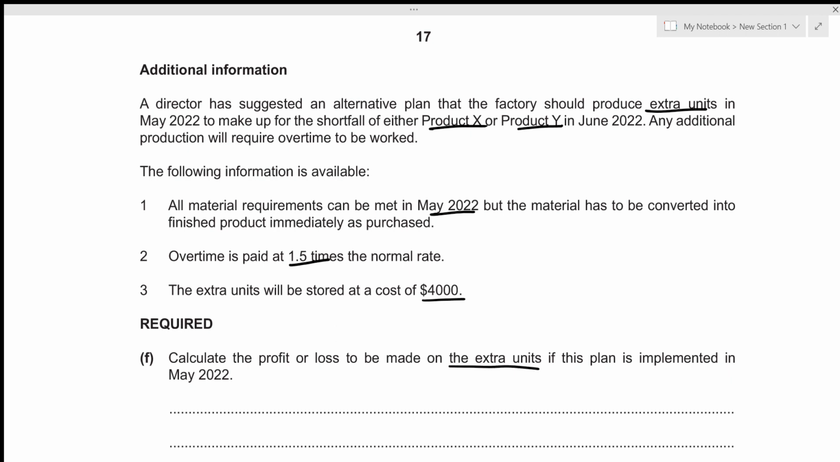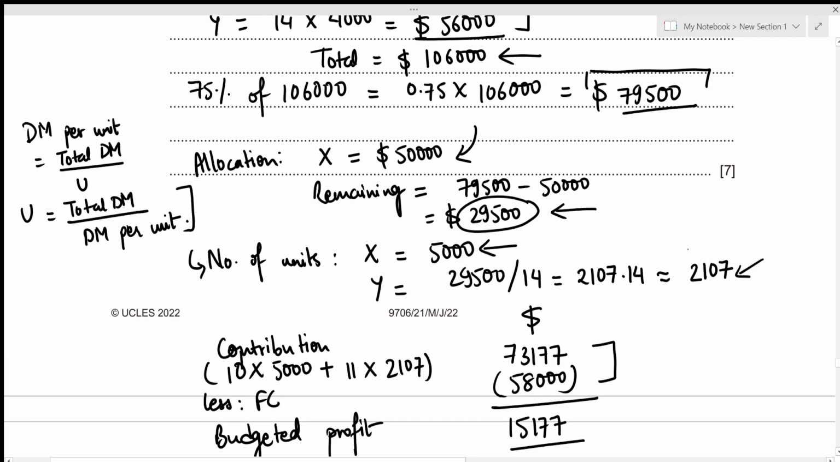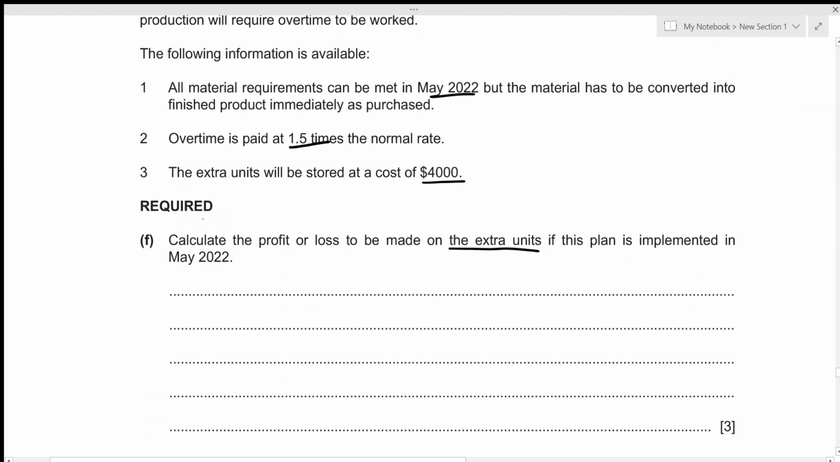Okay, we know that in June 2022, we can fully produce all of the units for product X, but we can only produce 2,107 units for product Y, right? So let's figure out the remaining units to be produced. The total units for product Y was actually 4,000. So the remaining units would be 4,000 minus 2,107, which gives the number of units to be produced in May 2022 to be 1,893. So now we need to figure out the profit or loss made on producing these extra units.